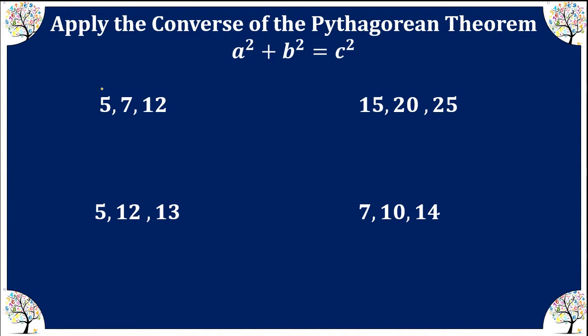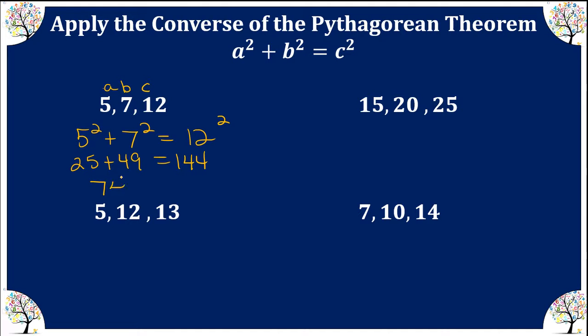Now let's try these. Here we have A, B, and possibly C. We have 5 squared plus 7 squared equals 12 squared. 25 plus 49 equals 144. And then when we combine these, we get what? 74 equals 144. That is false. So this is not a right triangle. And that's using the converse of the Pythagorean theorem.